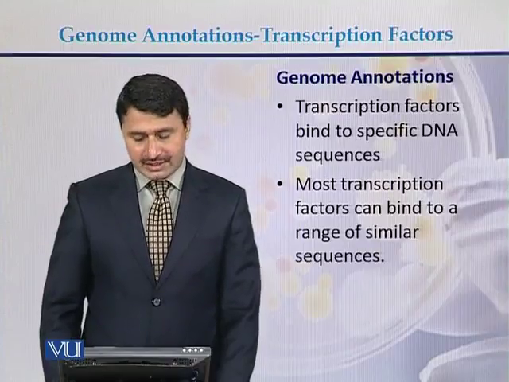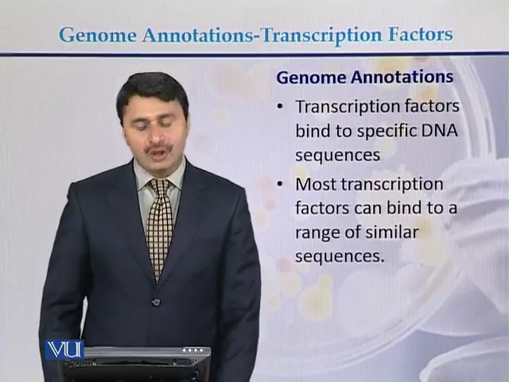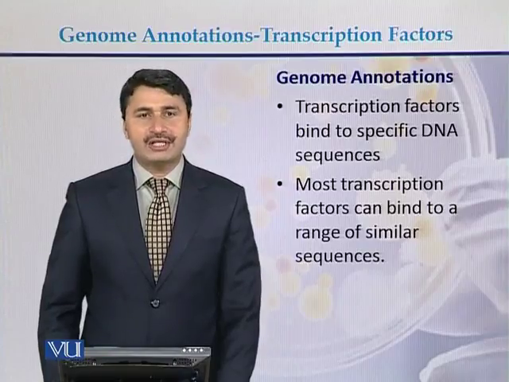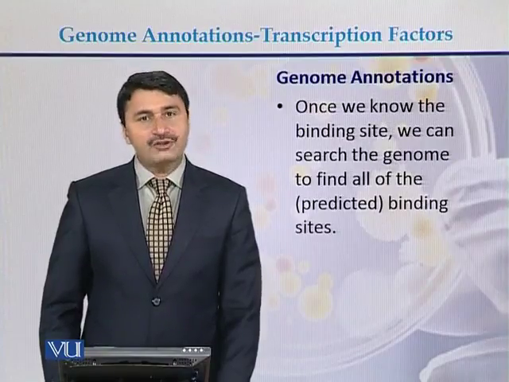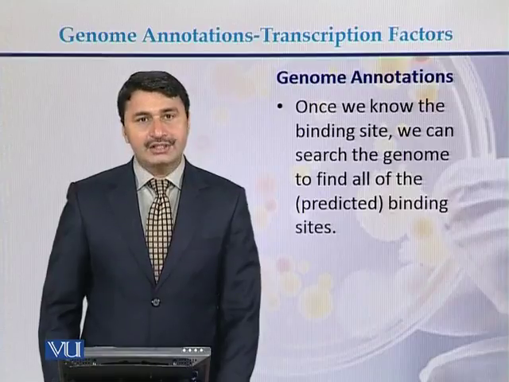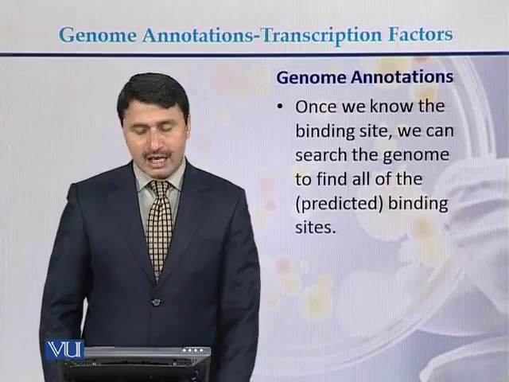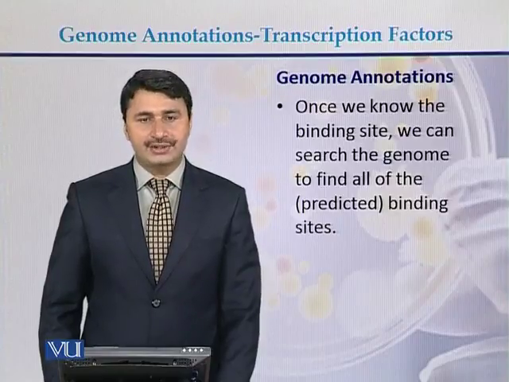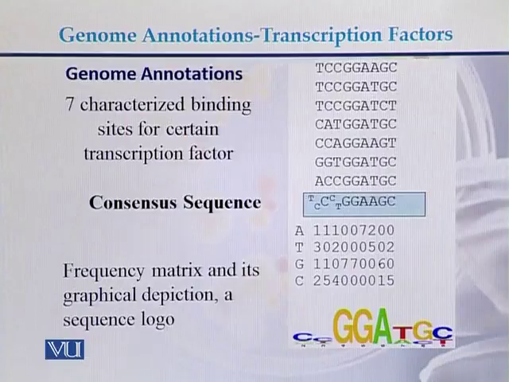Mostly transcription factors can bind to a range of similar DNA sequences. Once we know the binding site, we can search the genome to find all the predicted binding sites. These are some of the characterized binding sites for certain transcription factors. Here we can see that there are 7 characterized binding sites for a specific transcription factor.